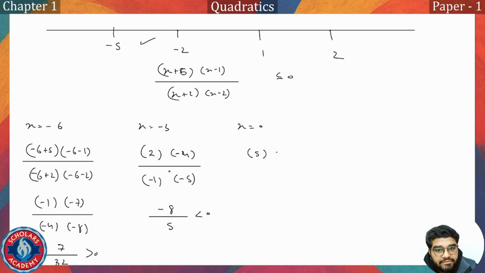We get 5, -1 by 2 and -2. So we get a positive value, which is 5 by 4. This is a positive value, greater than 0. We'll not take this interval.